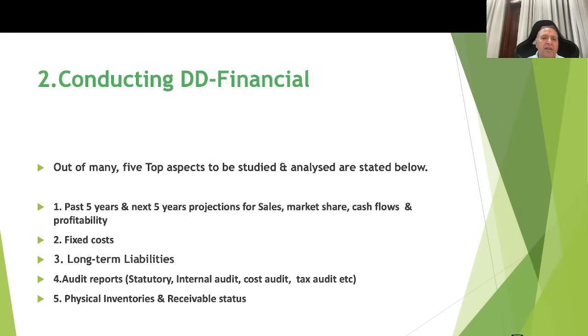Connecting DD financial aspects. The top five aspects are past 5 years and next 5 years projections for the sales, market share, cash flows, and profitability. Assessing fixed cost, long-term liabilities, audit reports, study of the audit reports like statutory audit, internal audit, cost audit, tax audit, etc., and physical inventories and receivable status.